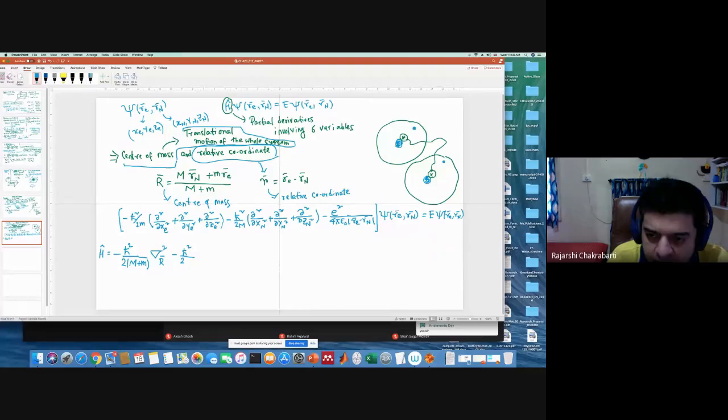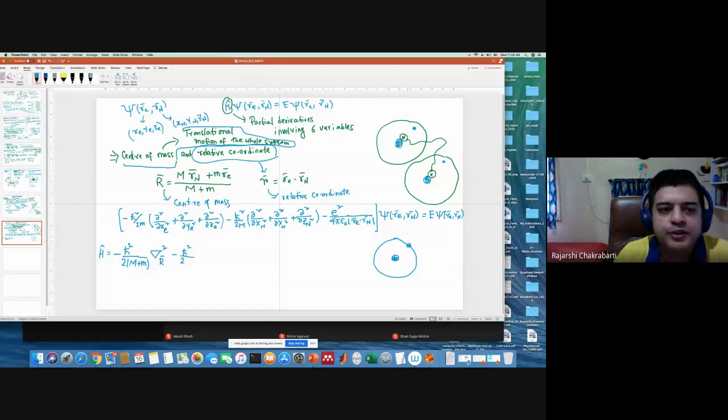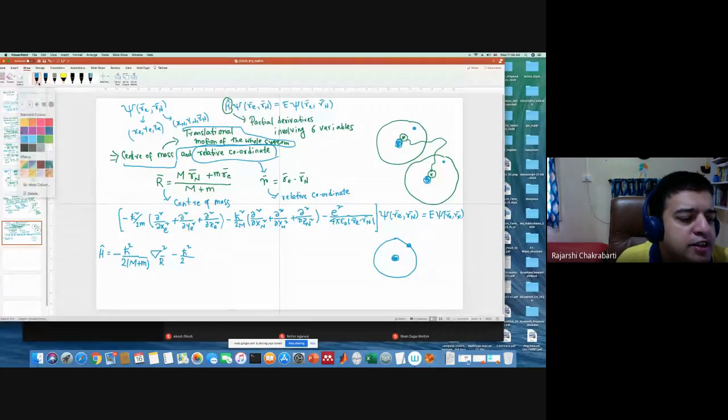Yes. So if you go to the Bohr's atom picture, you will see that, okay, I have a nucleus sitting there and I have a circular orbit and my electron is here. When my electron is here, where is your center of mass?